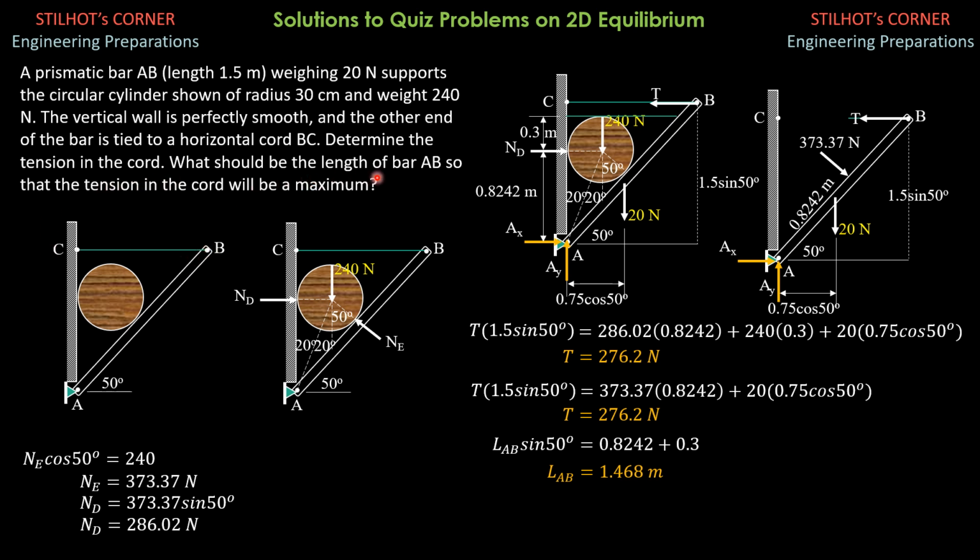What should be the length of bar AB so that the tension in the cord will be a maximum? So the requirements here are the tension in the cord and the length of bar AB so that the tension in the cord will be a maximum.